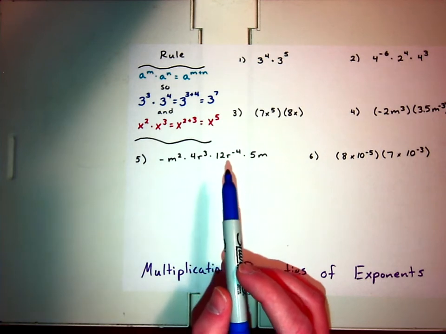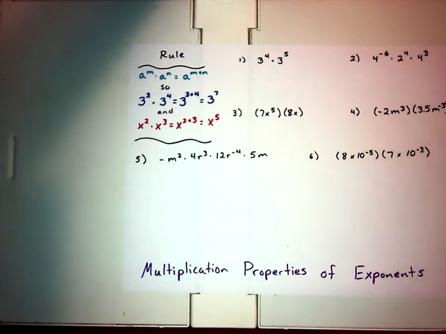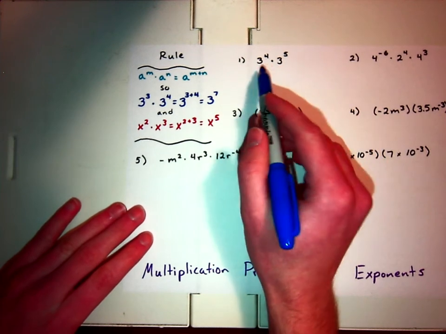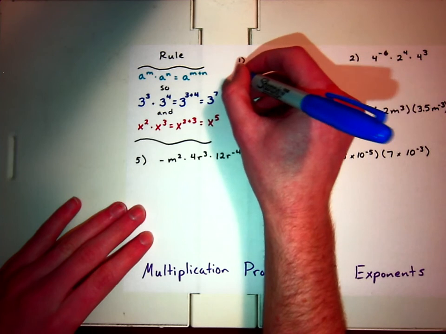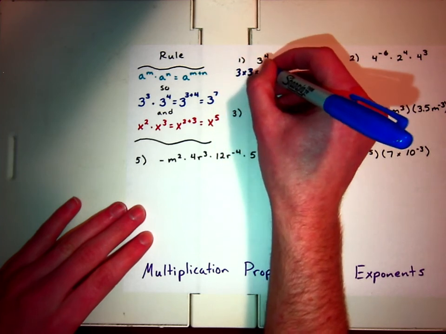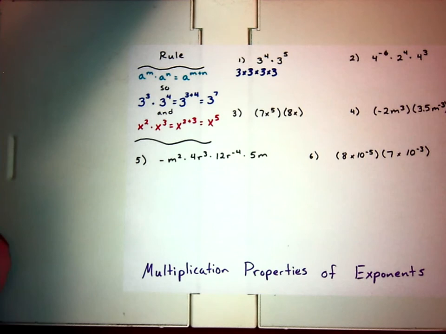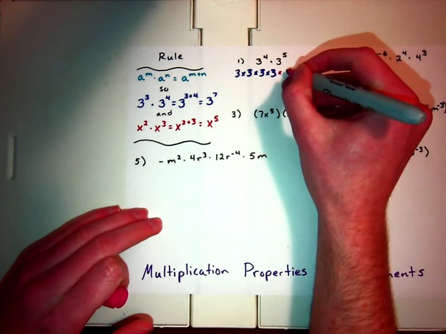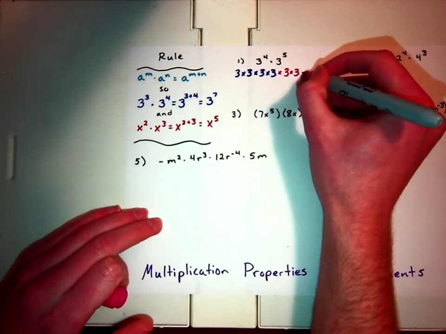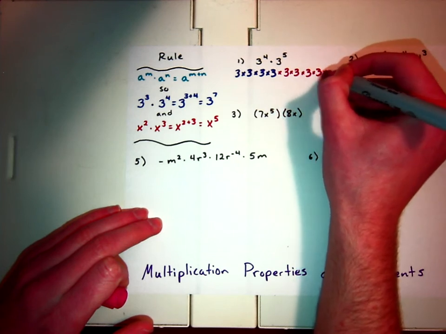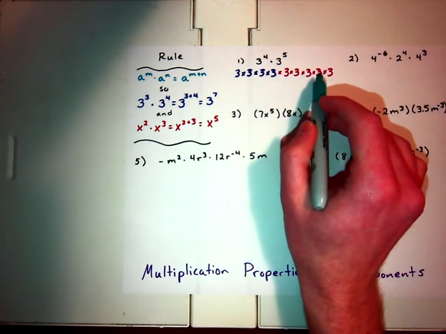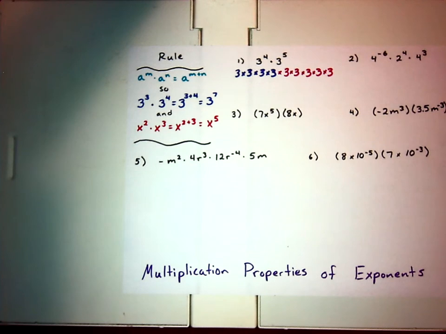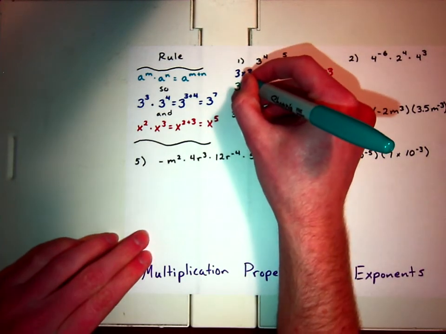And we can even write it out all the way in order to see how this actually works. So for number 1, we see this is 3 to the fourth power times 3 to the fifth power. If we remember that that's really like saying 3 times 3 times 3 times 3, multiplied by 3 times 3 times 3 times 3 times 3. So how many 3's do we have? 1, 2, 3, 4, 5, 6, 7, 8, 9. We have 9 3's. So that means it is 3 to the 9th power.